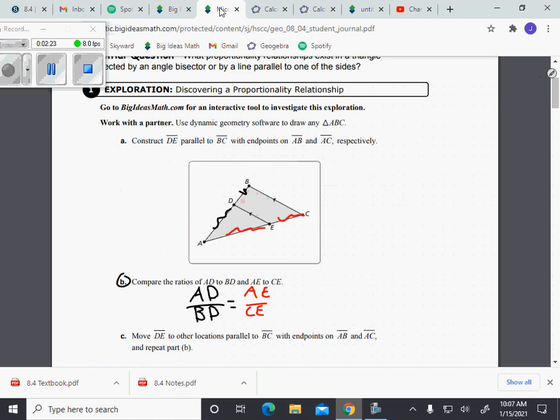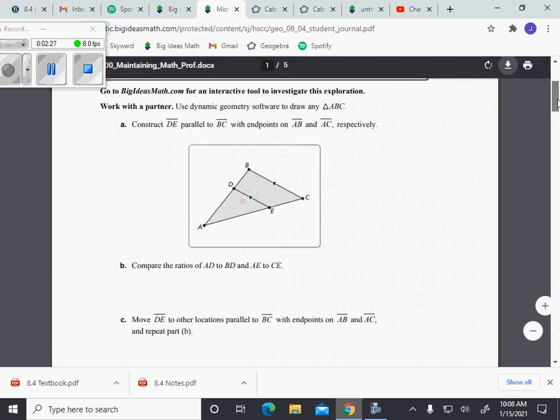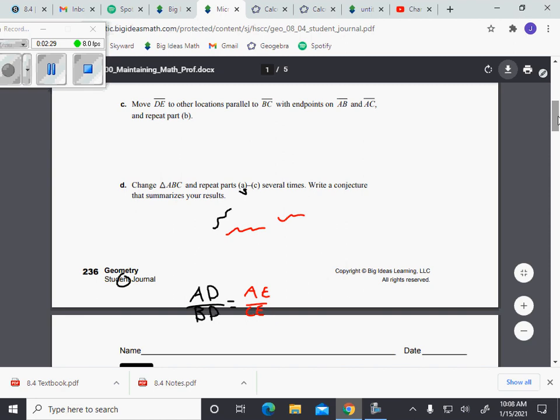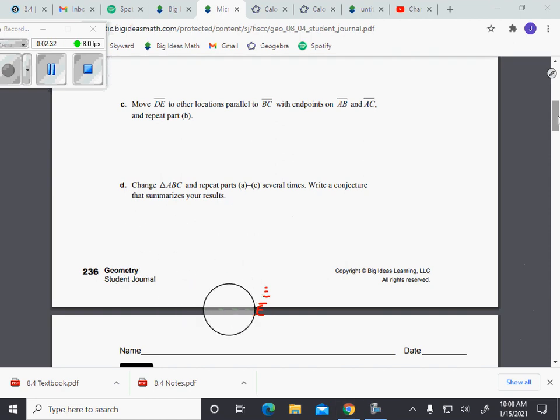What's it say here? Compare the ratios. What's it say down below? Write a conjecture to summarize the results. When we have two parallel sides, we know that we have proportional side lengths. Okay, that's what we know. That's what we have.